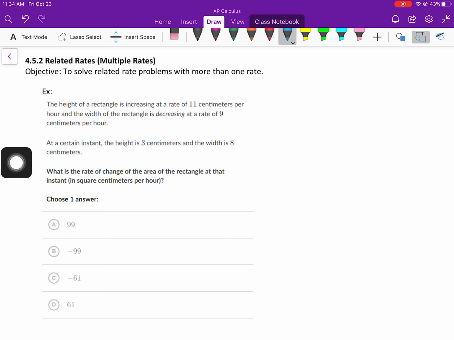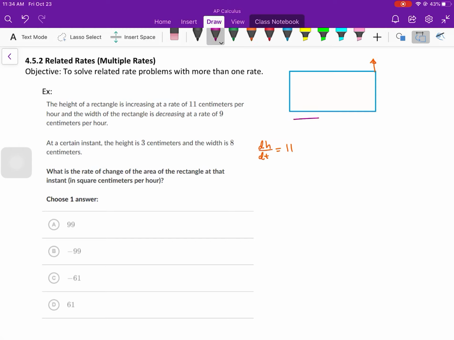So I'm just going to draw a quick little picture of this. So this time it's a rectangle, not a square. And so basically the height is increasing. So it's going up. And I'm not sure exactly how we would draw or picture that, but you could see something like this. Maybe the height is increasing. So dH dt, the derivative of the height, is increasing at 11 centimeters per hour.